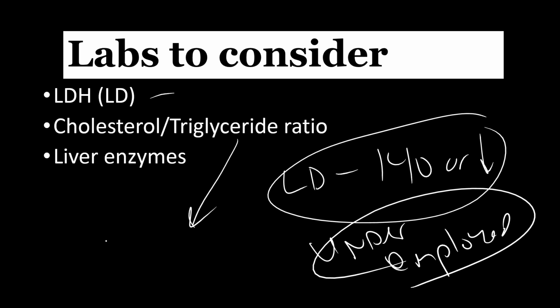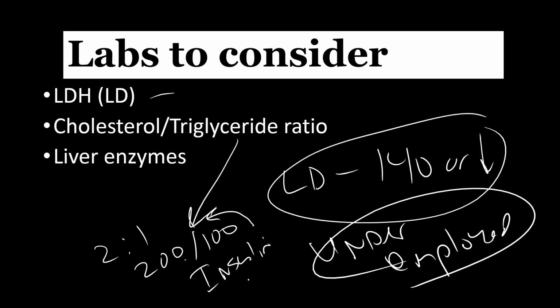Cholesterol: start looking at that cholesterol to triglyceride ratio, which should be 2 to 1. So if somebody has a cholesterol of about 200, we should expect 100. The closer that triglyceride gets to 200, as it is increasing, it represents insulin resistance. We've explained these things in depth in seminars, and if you have questions about it, I definitely want to answer them, but for time's sake, I need to move through on this.